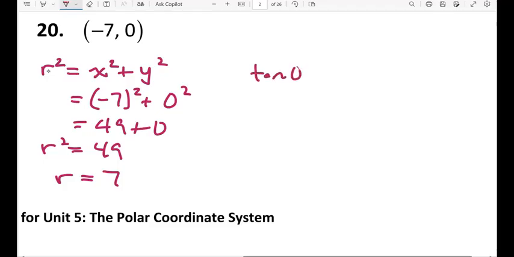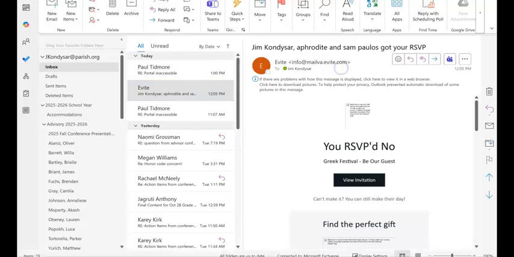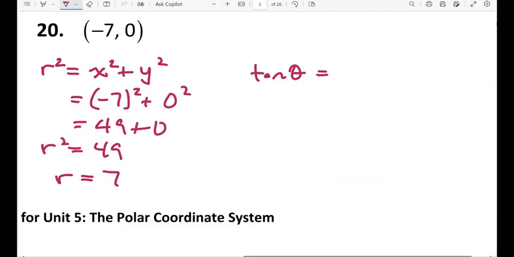The tangent of theta is equal to y over x, and the y value is 0 and the x value is negative 7. So that means the tangent of theta is equal to 0. Remember that tangent represents slope, and the slope of a horizontal line is equal to 0.